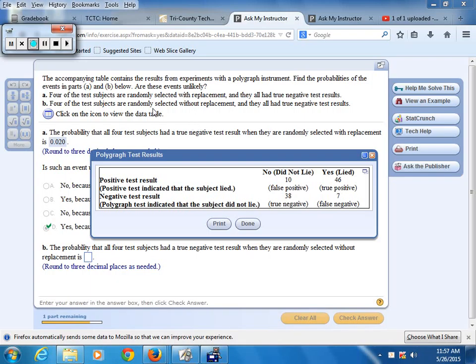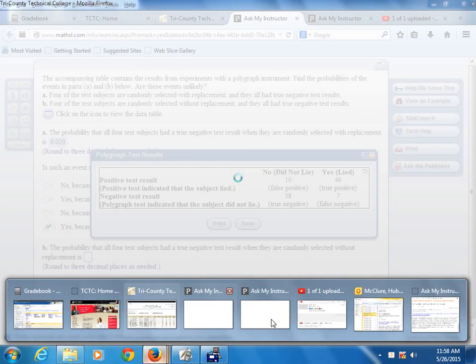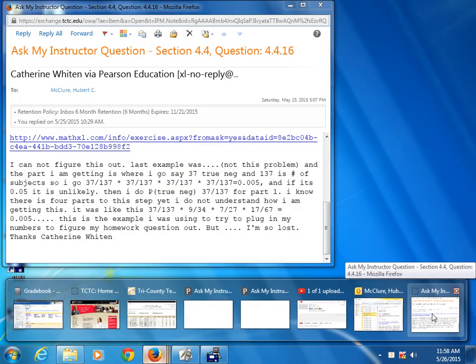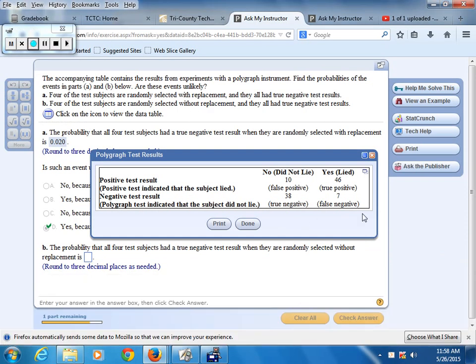So this is the question that I've received from one of my online classes. This is question 4.4, number 16 in the book. If you look in section 4.4, it'd be number 16 in the book and number 6 online. So this is your online homework number 6.